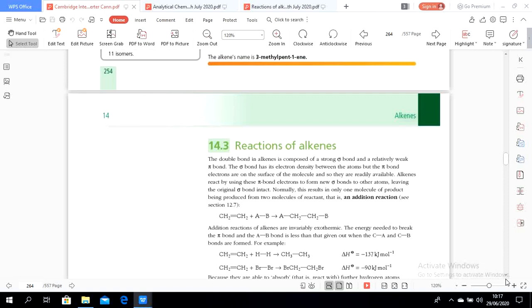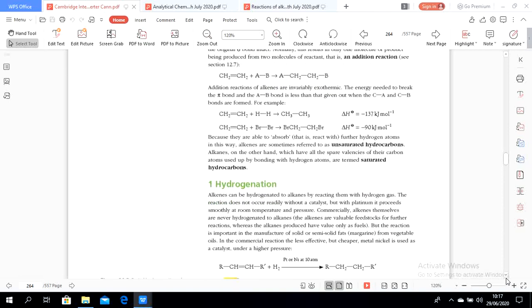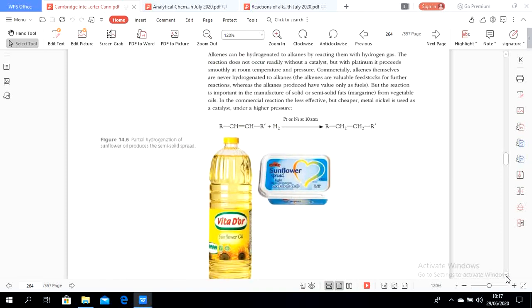Now, the reactions of alkenes. Alkenes undergo addition reaction, which is called electrophilic addition. What are the electrophilic additions? First is hydrogenation, reaction with hydrogen. These are the conditions, and also the catalyst, platinum or nickel, at 10 atmospheric pressure. The double bond becomes a single bond, as in the process of making margarine.